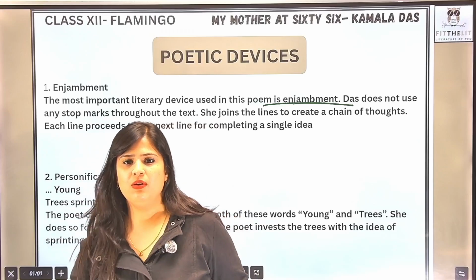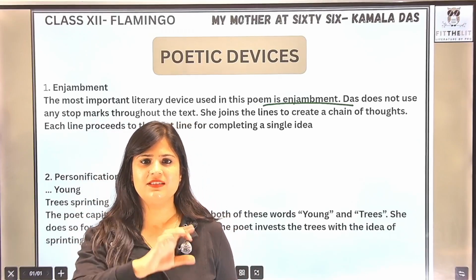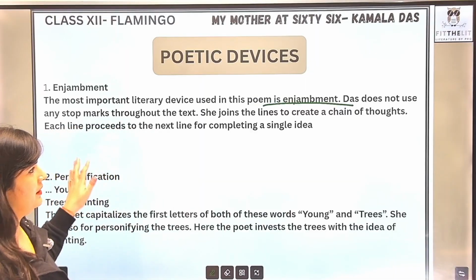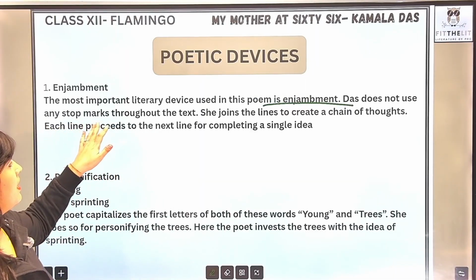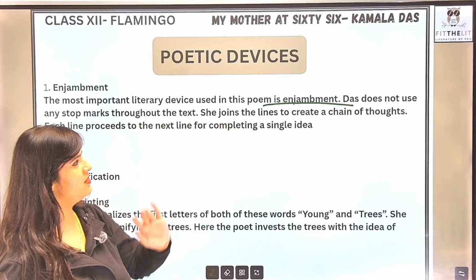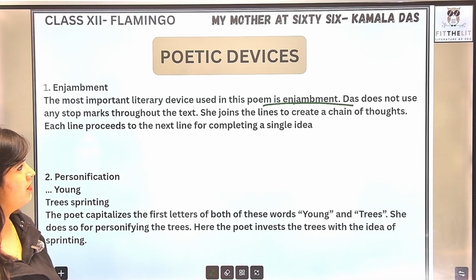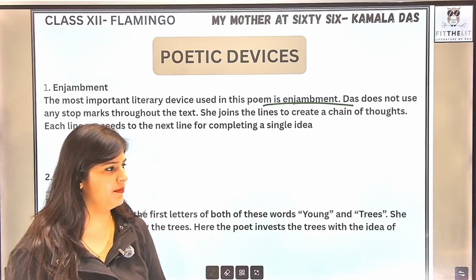Because there is this flow that is created. एक natural सा flow है, just like a thought. So the poetic device of enjambment thus does not use any stop marks throughout the text. She joins the lines to create a chain of thoughts. Each line proceeds to the next line for completing a single idea.